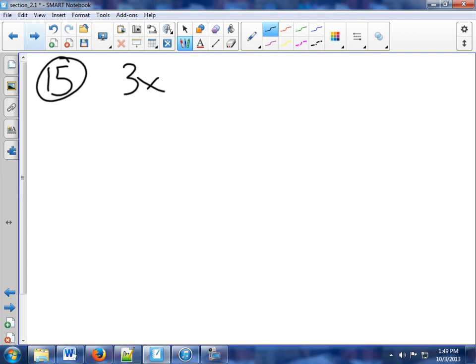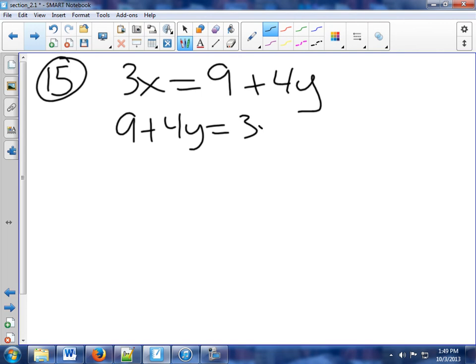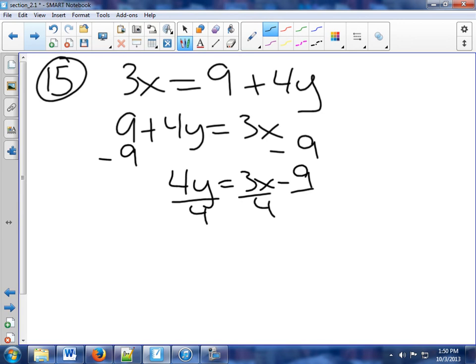3x equals 9 plus 4y. Okay, sometimes people mess up, but it's because the y's on the wrong side. Well, just rewrite it. 9 plus 4y equals 3x. Okay, no problem with rewriting it. I can subtract 9. 4y is equal to 3x minus 9. Now I can't have anything in front of the y, so I have to divide everything by 4. So y is equal to 3/4 x minus 9/4.